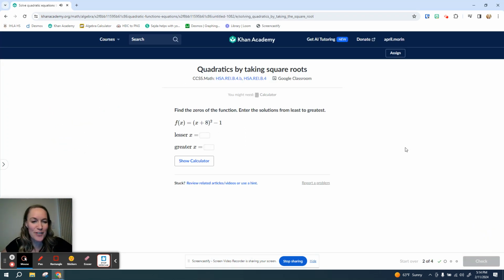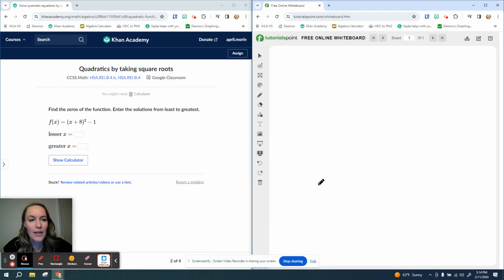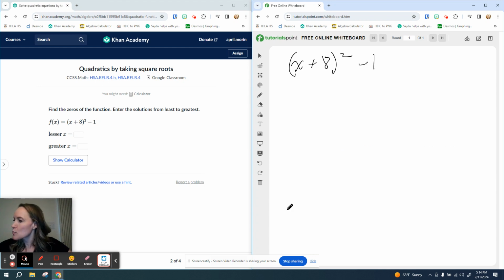Yes, the scarier questions are coming, but we're not there yet. This is good. Okay, so find the zeros of the function. I have x plus 8 squared minus 1 equals 0. And then I'm going to add 1, so I can isolate the squared portion so I can square root both sides.